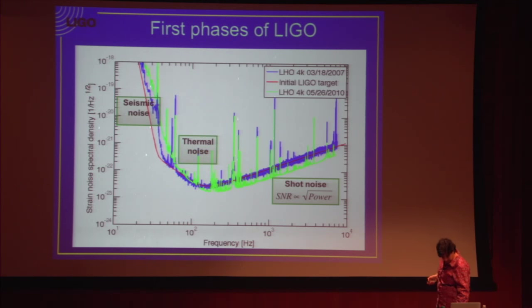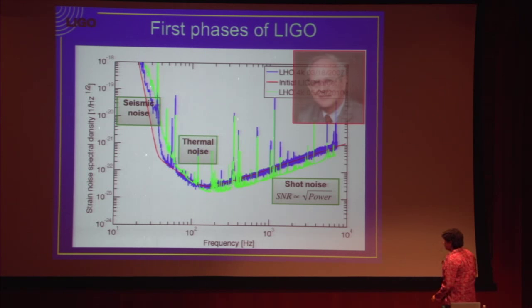Now, there's something else that I really love about this red curve here, which was that it was written down by this guy. This is Ray Weiss. And Ray Weiss actually calculated this curve in 1972. And so I want to just remind people, the red curve was initially calculated in 1972. Factors of two came and went, but it mostly stayed the same. And then the blue curve was realized in 2007 and the green curve in 2010. So this is not an enterprise for people in a hurry.